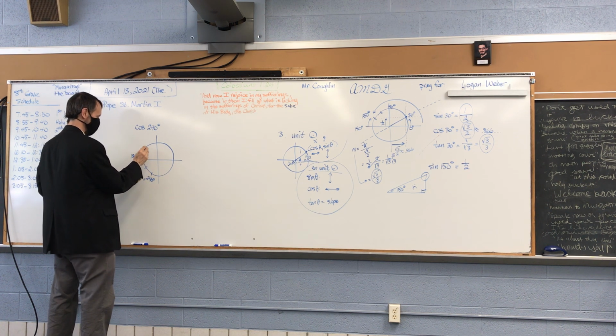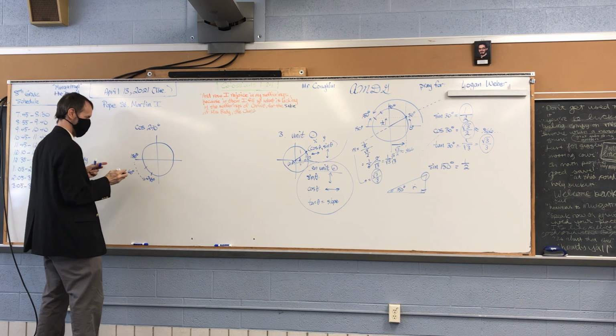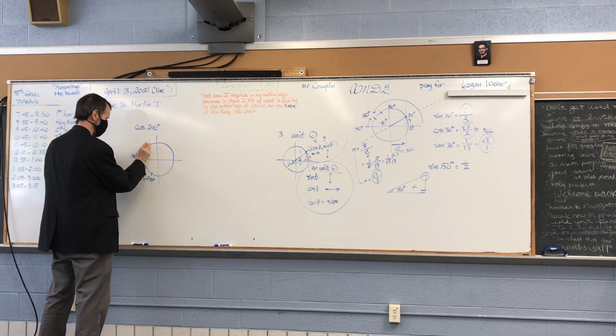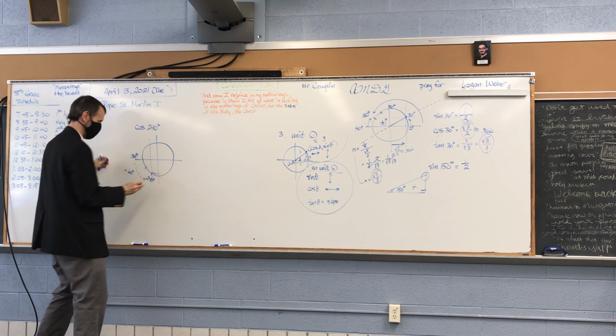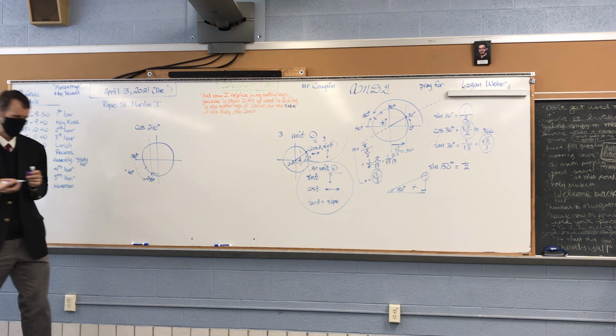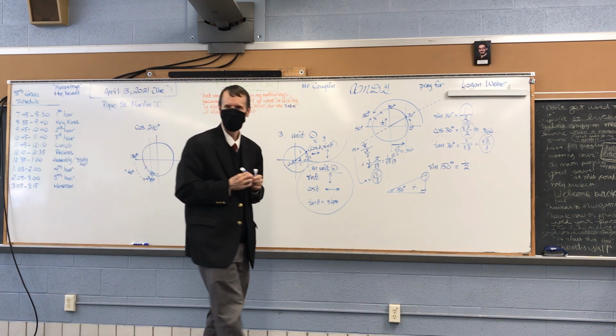I want to know the cosine. What does cosine mean on a unit circle? Or from left to right. Left, right. It's how far left to right. So what I want to know is how far left to right that is. The very first question is, can somebody tell me if the answer is going to be positive or negative?